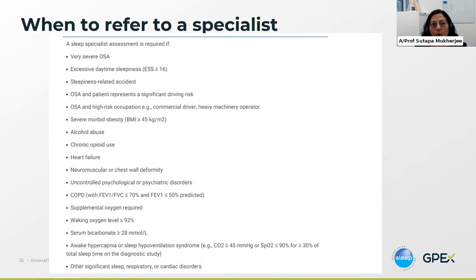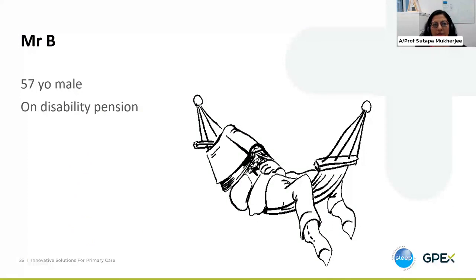If there's comorbid heart failure, neuromuscular disease, psychiatric illness, if they have significant COPD where their FEV1/FVC ratio is reduced, then they may need specialist input because they might have respiratory failure and actually need bi-level ventilation. If they're needing oxygen, and if there's any suspicion of hypercapnia, then they should be referred to a specialist.